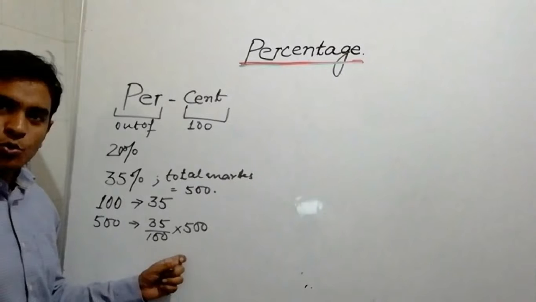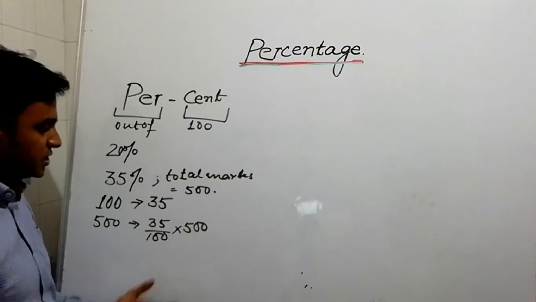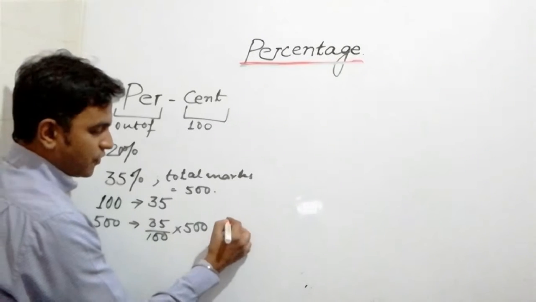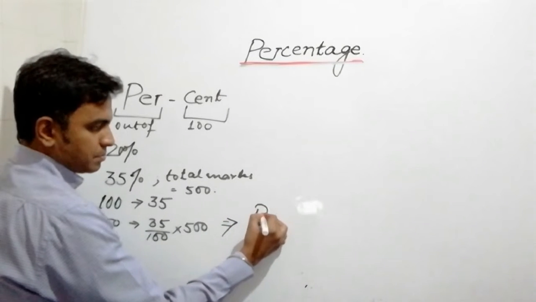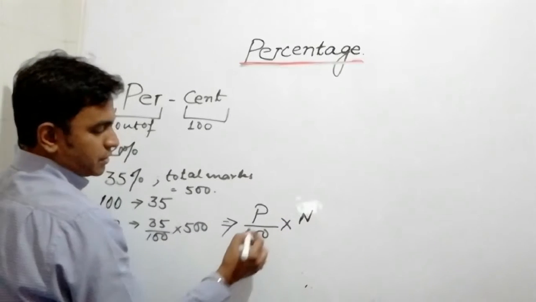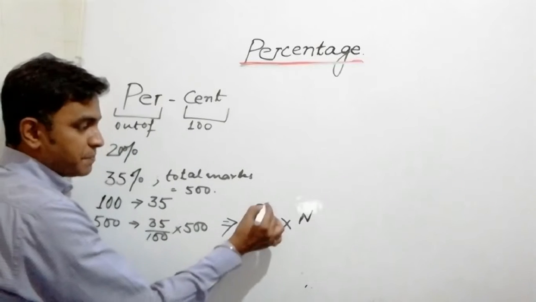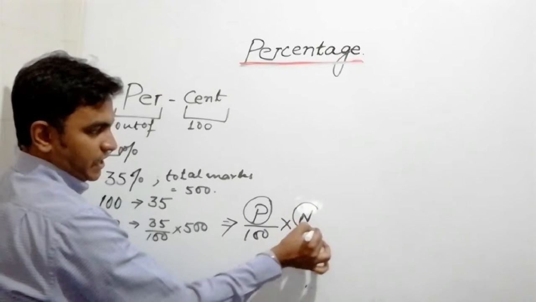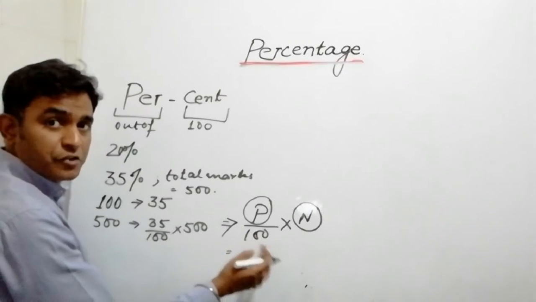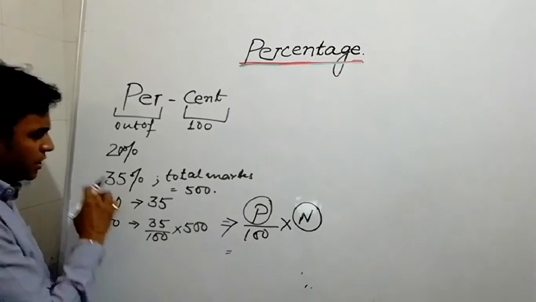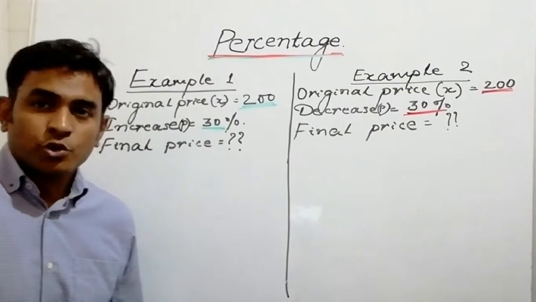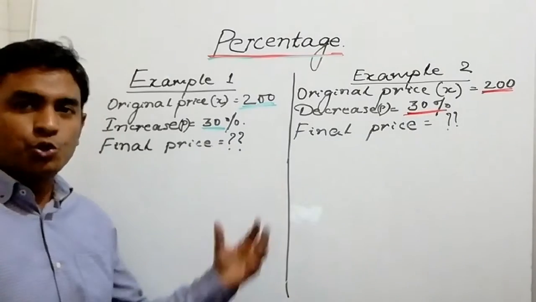Using this basic concept, the percentage formula is derived. Out of any quantity, if you want to derive the percentage, the generic formula is P divided by 100 into the total number. If P is the percentage and the total value is N, then the actual value of the item is derived using this formula. And we have reached this formula using this very simple concept. Using these basic concepts, let's look at two examples.